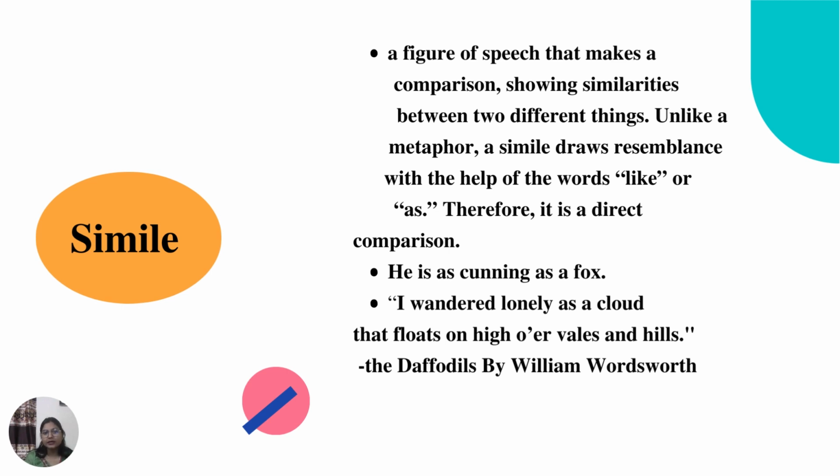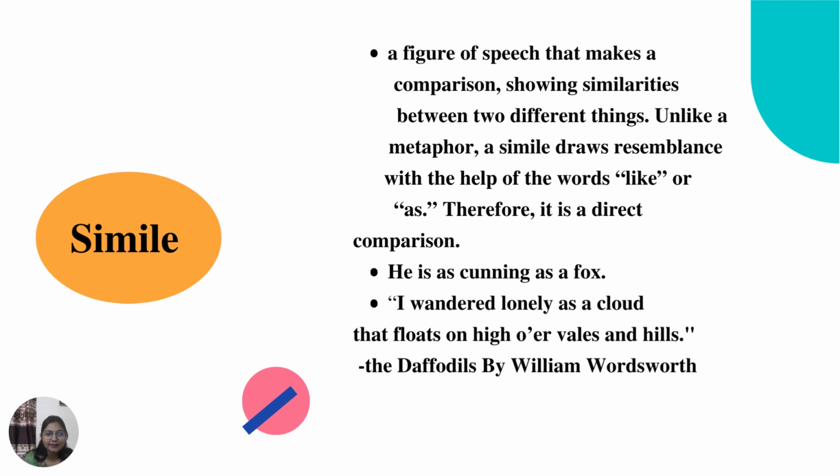But if it was an example of metaphor, then how would it be? I think, he is a fox. If we say that he is a fox, then we are giving an example of metaphor. But since we are mentioning the comparison here, what we are comparing, and also we are using the word as, so now, he is as cunning as a fox. So it is an example of simile.